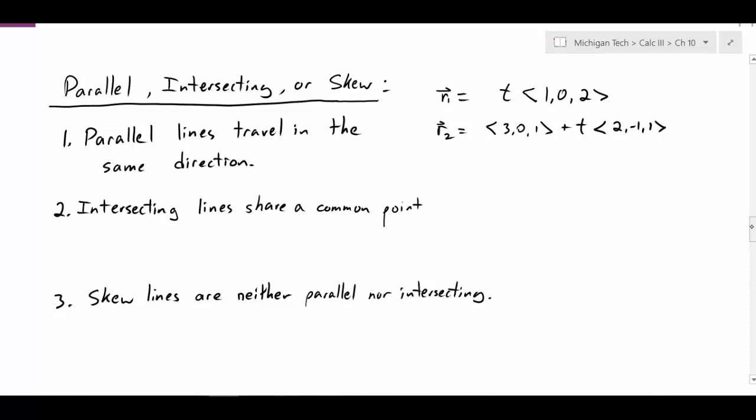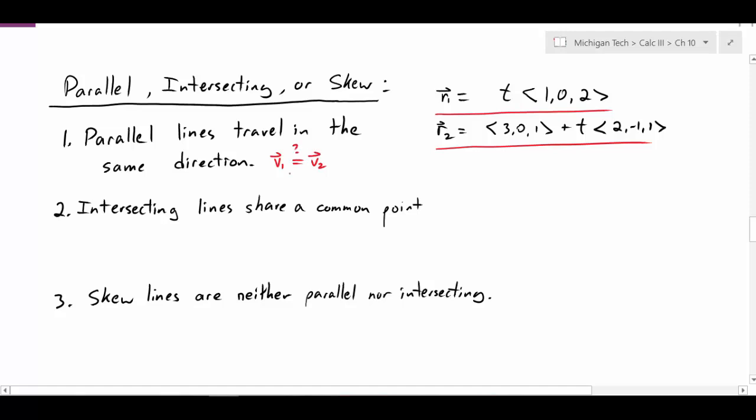And so here I have 2 lines, R1 and R2. And the first question is, are these lines potentially parallel? Well, the idea is parallel lines travel in the same direction. So all I have to do to tell if these lines are parallel is compare their direction vectors, v1, v2. Are those vectors equal? If they're equal, the lines are parallel. So I can do that by inspection here.